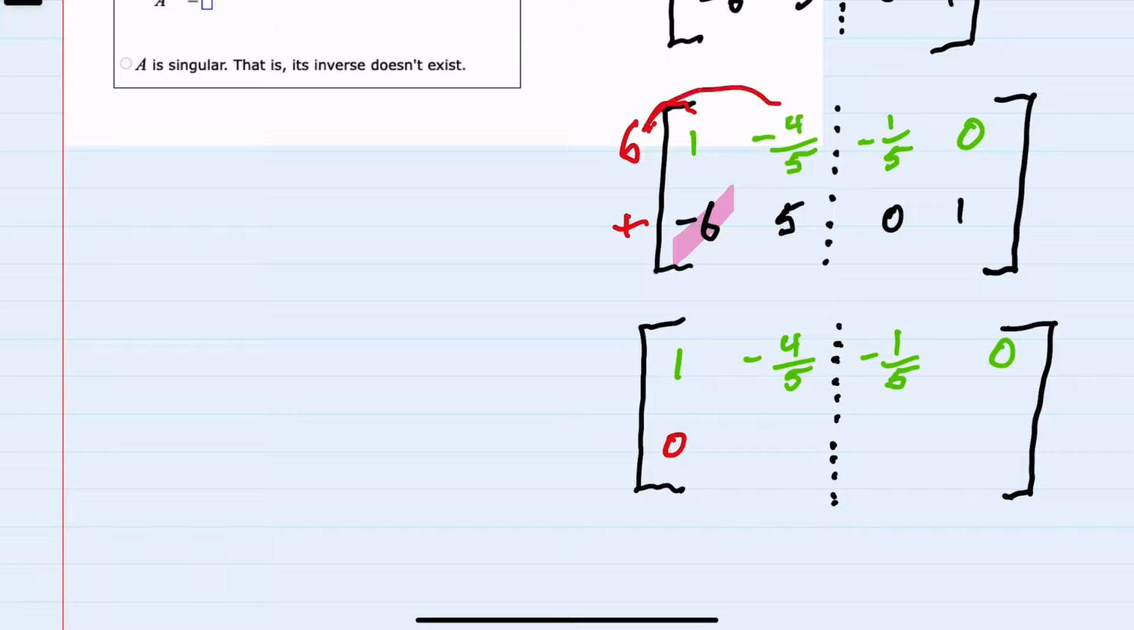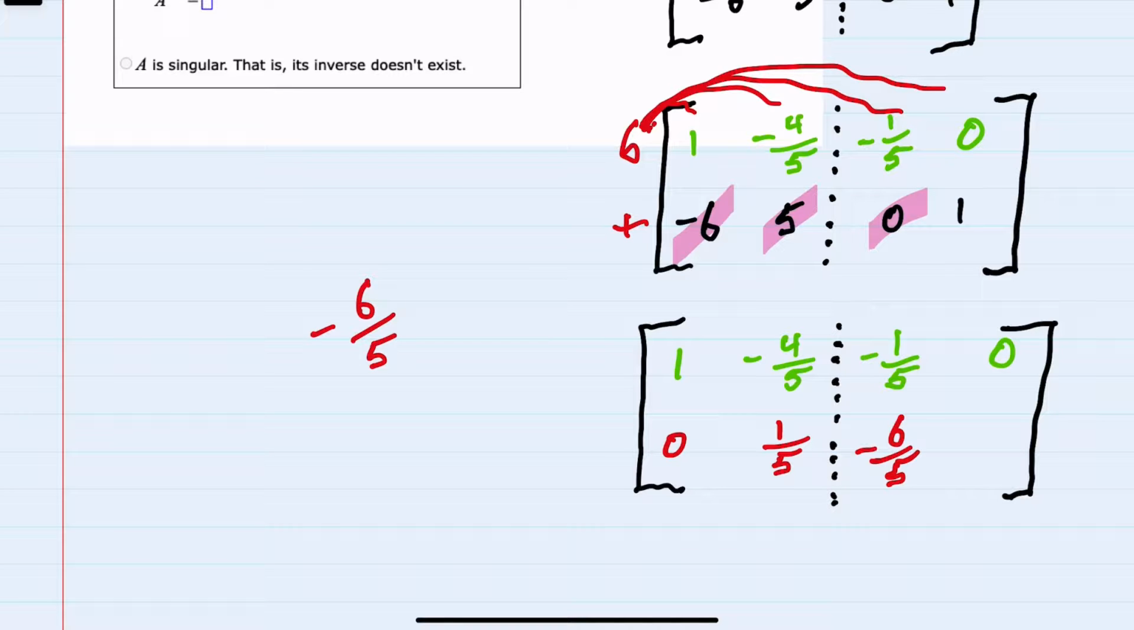And then continuing, 6 times -4/5 is -24/5, but then I need to add the 5 that's underneath it. So I'll say plus 5, getting a common denominator would be 25 fifths. So when I add, that would become 1/5. Continuing, I multiply by 6. On the top, that gives me a negative 6/5, and I need to add that to the 0. So negative 6/5 plus 0 is negative 6/5, and then once more, 6 times 0 is 0, but then I need to add the value in the bottom, so 0 plus 1 is a 1.